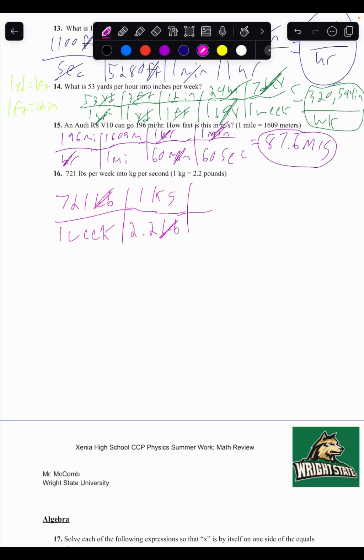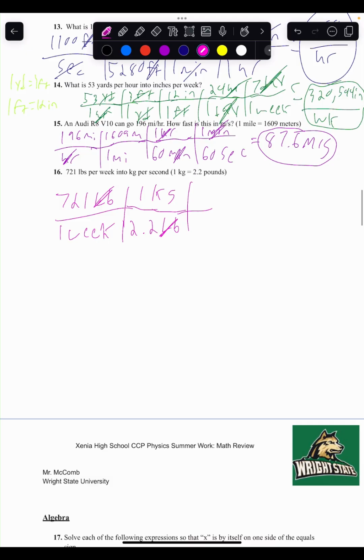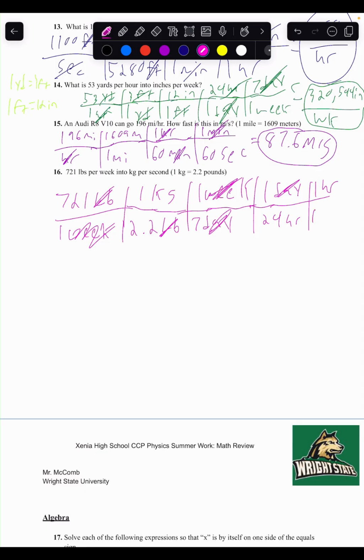Easy peasy. And then kilograms per week, I want in kilograms per second. So let's go ahead and get that down. A week is 7 days. So 1 week is 7 days. Weeks cancels with weeks. Remember, always go diagonal. Days. 1 day is 24 hours. Days cancels days. Hours to minutes. 1 hour is 60 minutes. Cancel, cancel. And then lastly, 1 minute is 60 seconds.